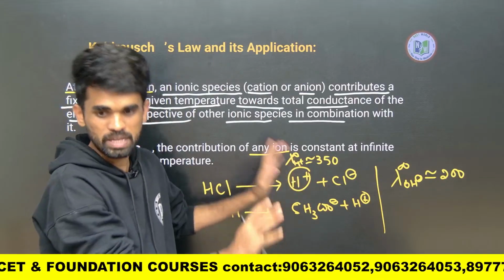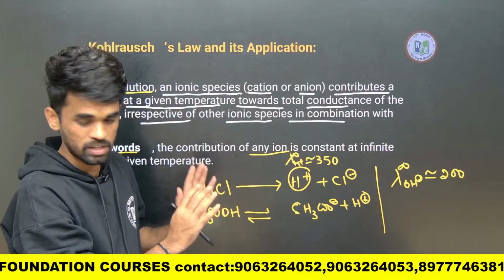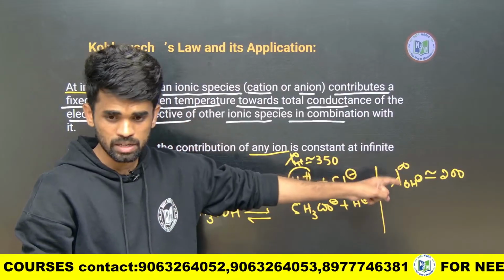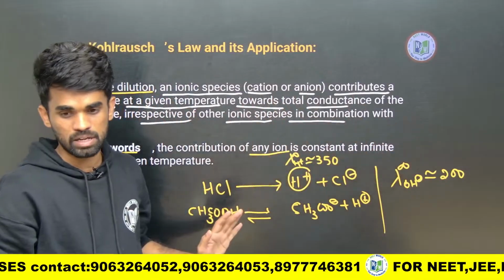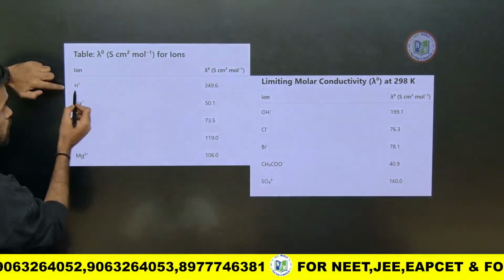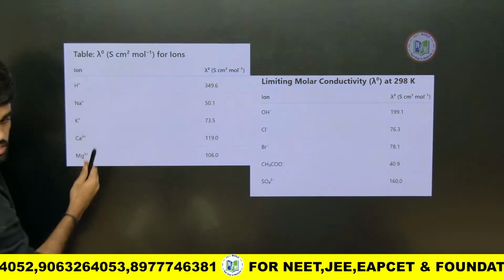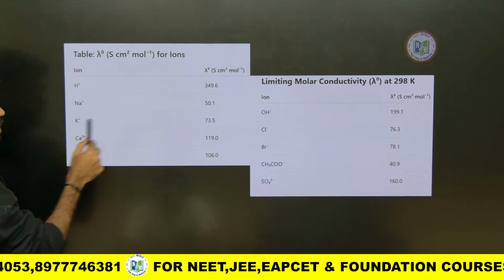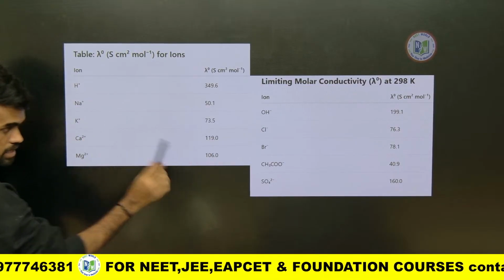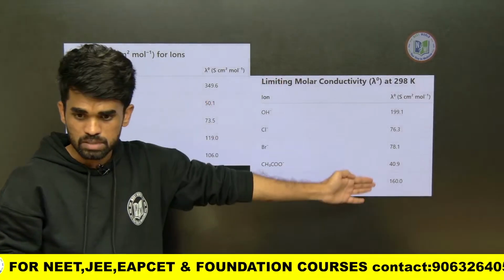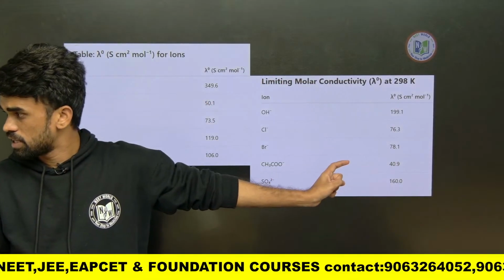349.6, let us make it 350 for our understanding or for remembering purpose. OH minus having around 199, let us understand it as 200 value. Okay, like this. So now I will be showing you this table. See, H plus ion is having 349.6, Na plus ion having 50, K plus like this, like this we have. These are the cations. Here you can see anions are also having respective ionic conductivity values.